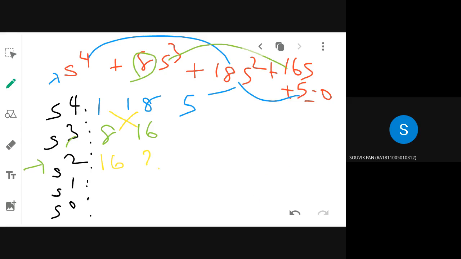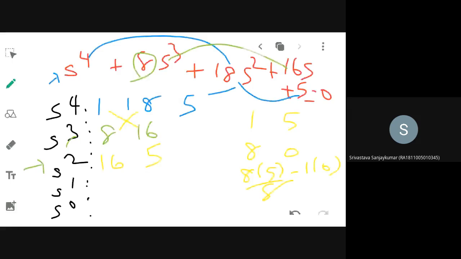What about this term? Again, you have to do the calculations. Tell me what will be the answer. 8 into 5 minus 1 into 0, divided by 8. What is the answer? 5. Yes, ma'am. I'm hoping all are able to follow. So this finishes off my s squared row.